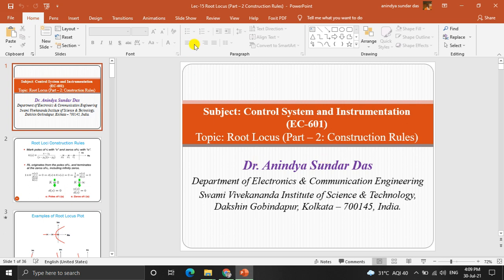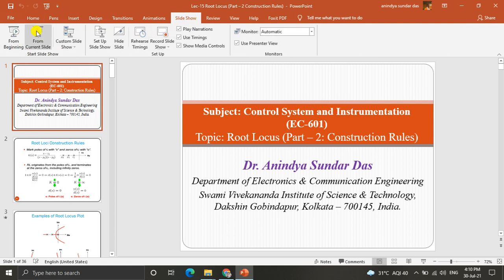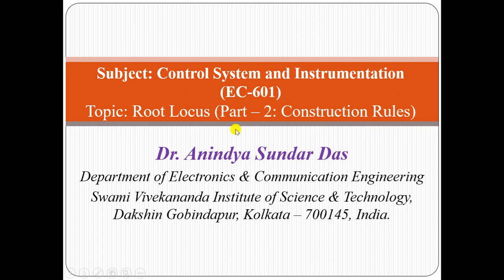In last lecture, I discussed about the concept of root locus. What are the parameters that we can find out from the root locus, then how we can find out the value of k at a particular point using the magnitude condition, and then whether a point lies on the root locus or not, that we can find out using the angle condition. Now today, in this lecture, I will discuss about the construction rules of root locus.